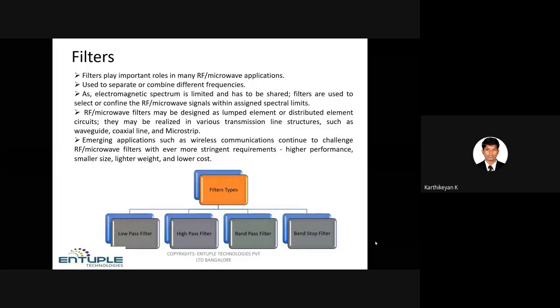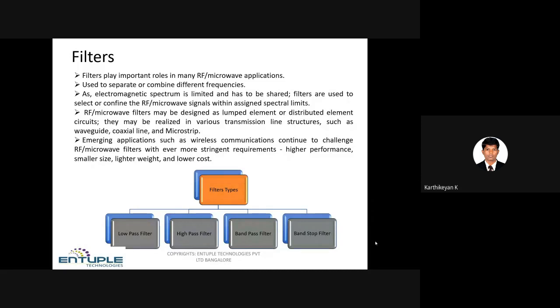They can be of different types like low pass, high pass, band pass, and band stop. A low pass filter passes low frequencies, and a high pass filter passes high frequencies. Similarly, a band pass filter allows certain frequency bands, and a band stop filter stops certain frequency bands.